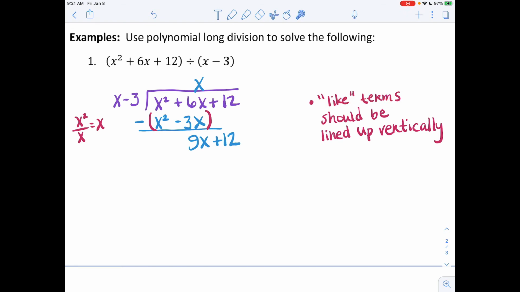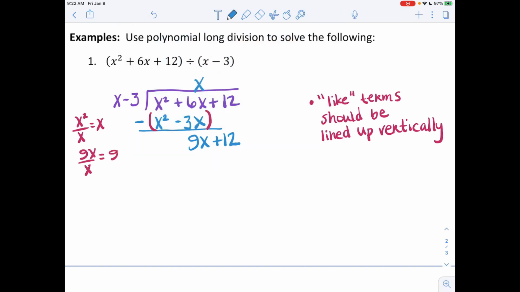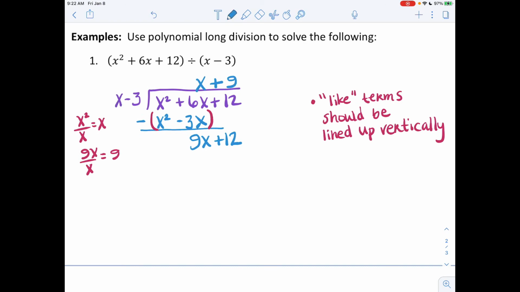So now we ask ourselves, how many times will x divide into 9x? So we're going to say 9x divided by x, and that's going to be equal to 9. So that's what I'm going to write, a positive 9 up here in my quotient. So plus 9, and now we're ready to multiply. 9 times x gives me 9x, and then 9 times negative 3 gives me a negative 27. So I've done my multiply step, and now I'm ready to subtract.